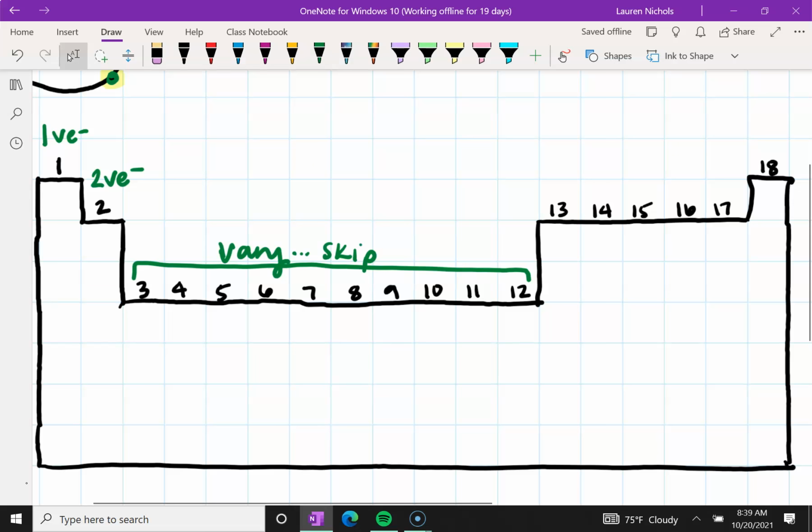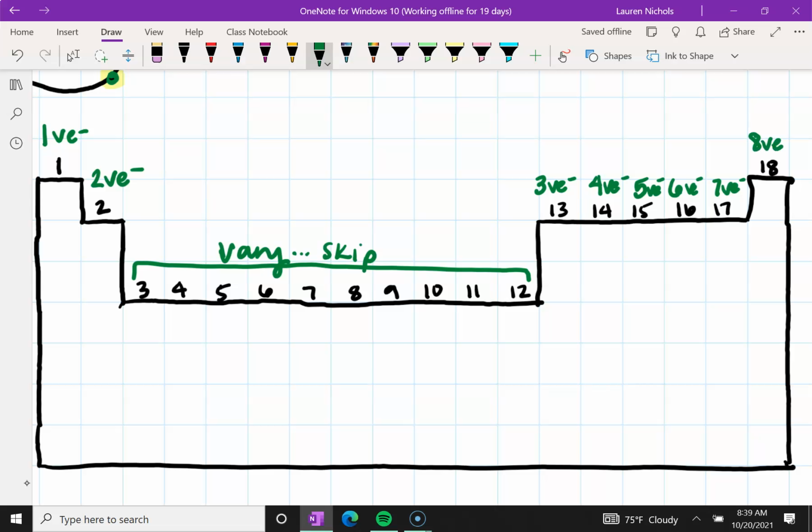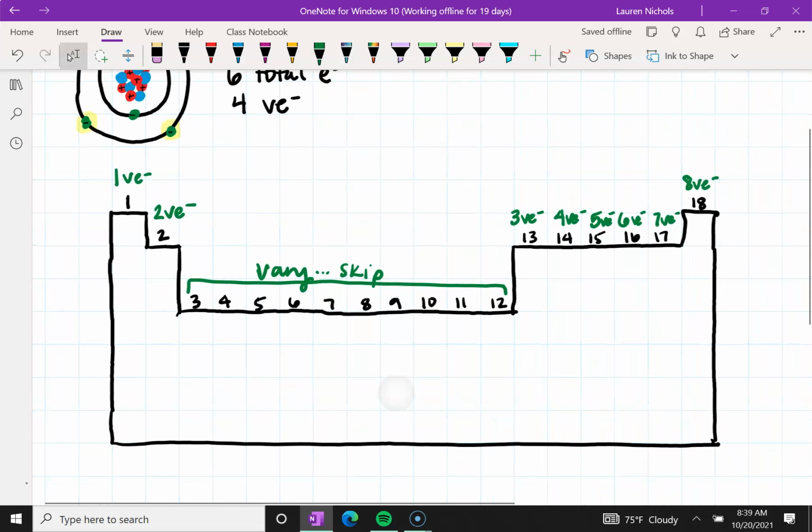When you're in column 13, because the 3 is the last number, there are 3 valence electrons, and then column 14 has 4 valence electrons, 5 valence electrons, 6 valence electrons, 7 valence electrons, and then column 18 has 8 valence electrons.